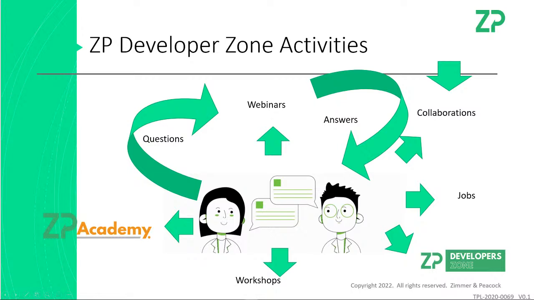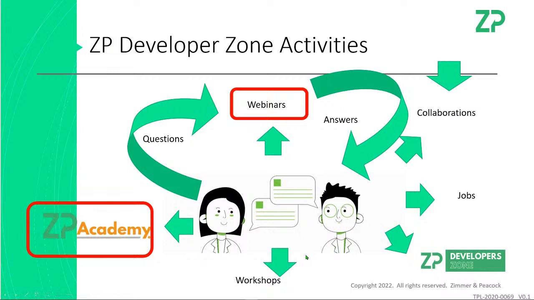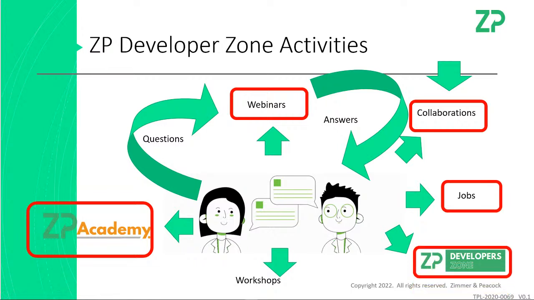So if I jump into it for this week, I just want to highlight that we have the ZP Academy. The ZP Academy is a free training course where we put out electrochemical data and information regarding ZP. And I also want to highlight that we have our webinars. We do those every Thursday at 8 a.m. London time, where we answer technical questions. We have our, let's say, job posts. We have our ZP Developer Zone, and we have our workshops.